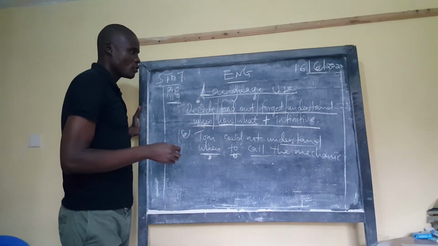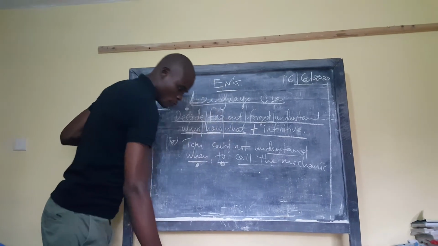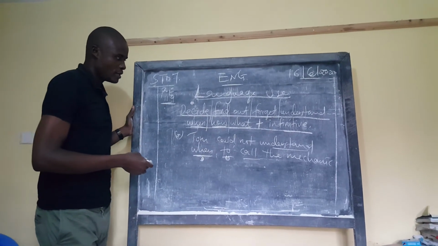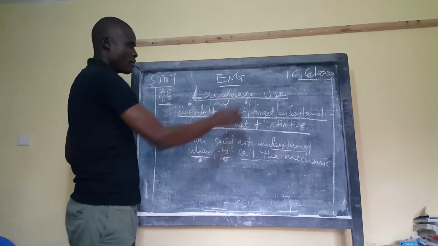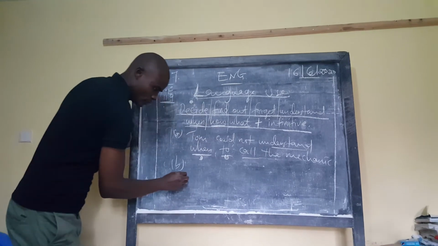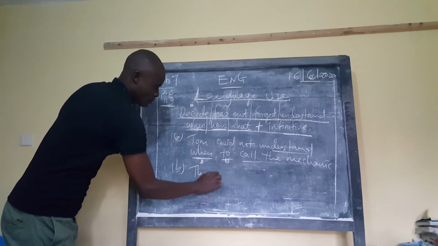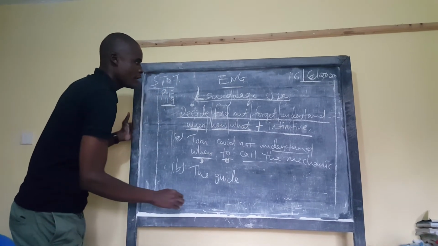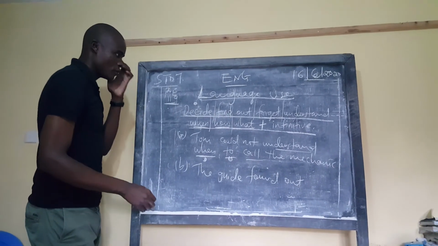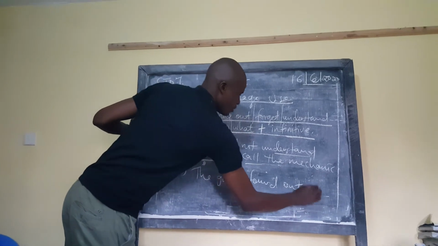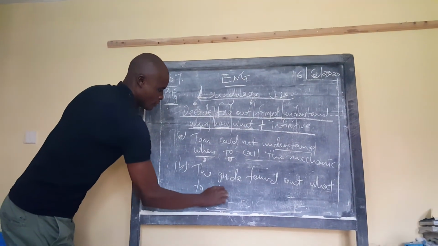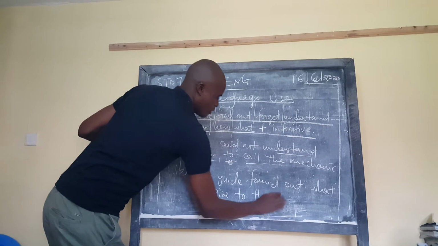Or decided what to read, for example. Tom decided on what to read. You can also put another example using maybe find out, as B. The guide found out what to give to the pupils.